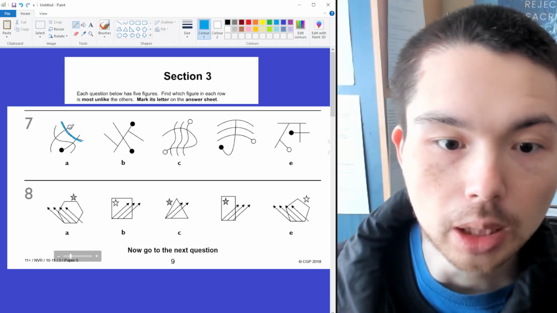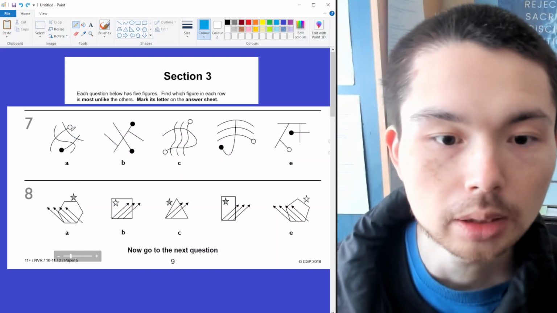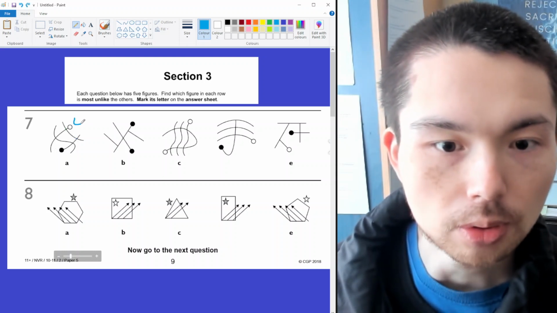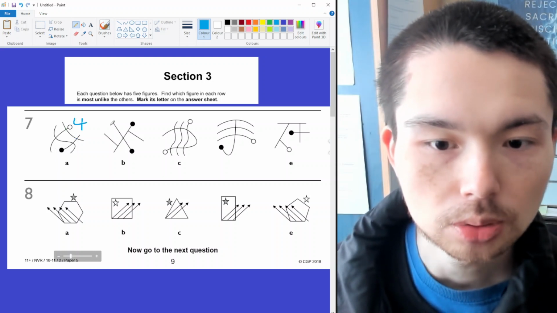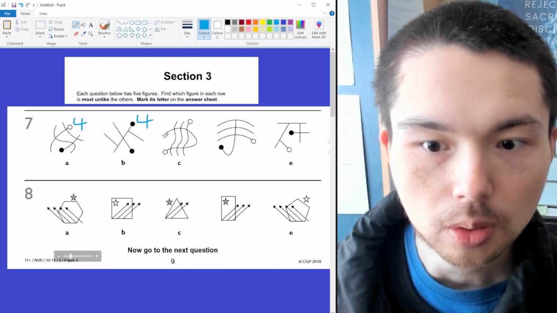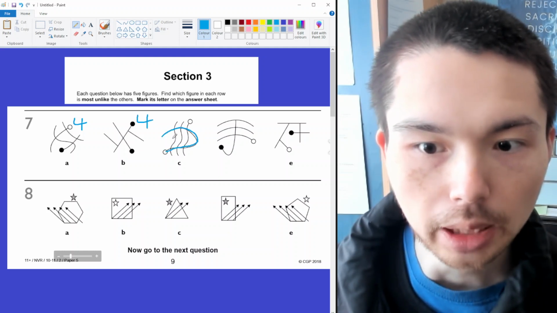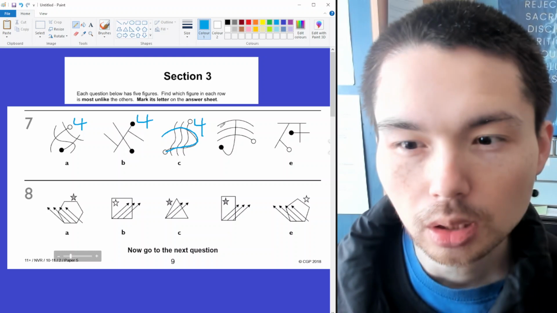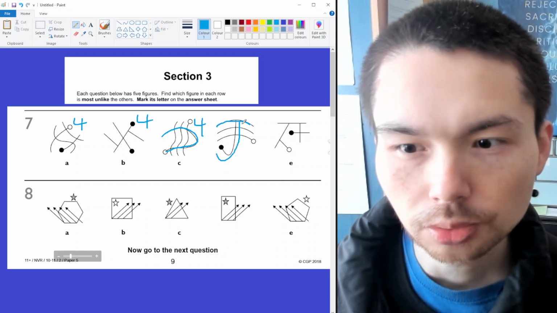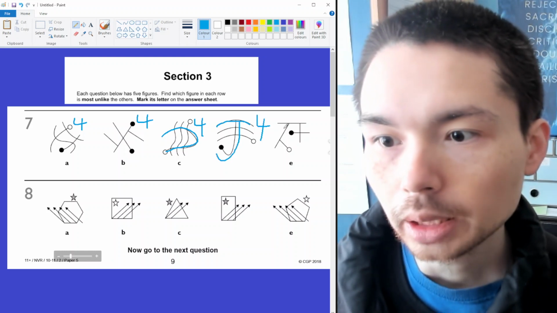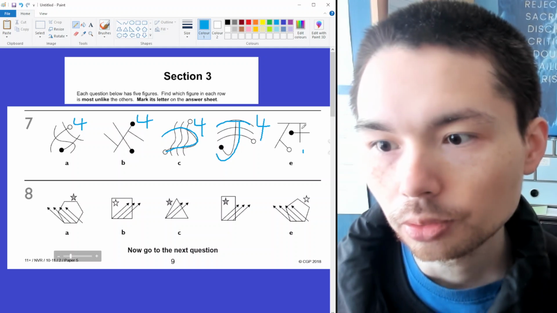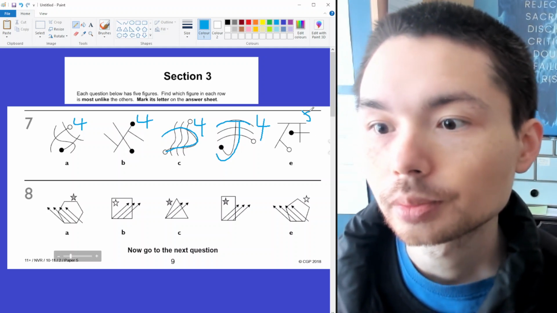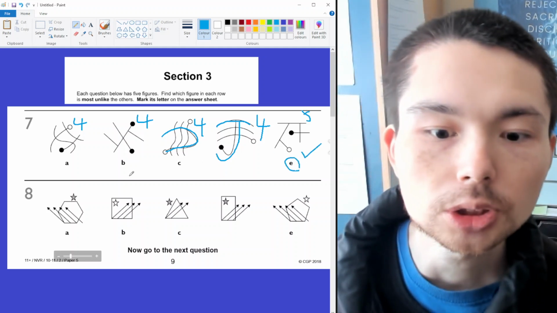Look here. 1, 2, 3, 4. 1, 2, 3, 4. I'm counting that as 1, 2, 3, 4. 1, 2, 3, 4. 1, 2, 3, 4, 5. E is the answer.